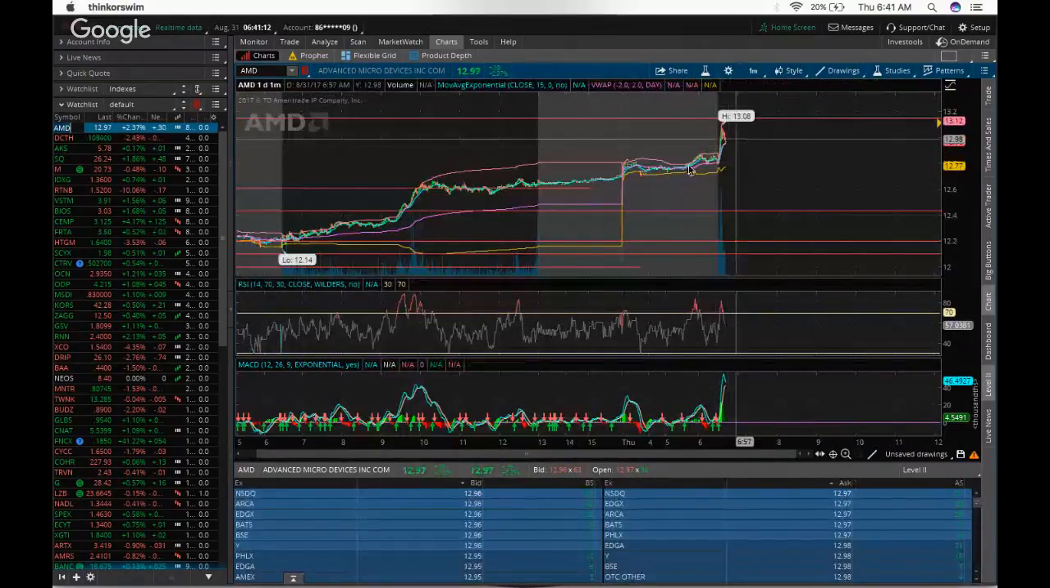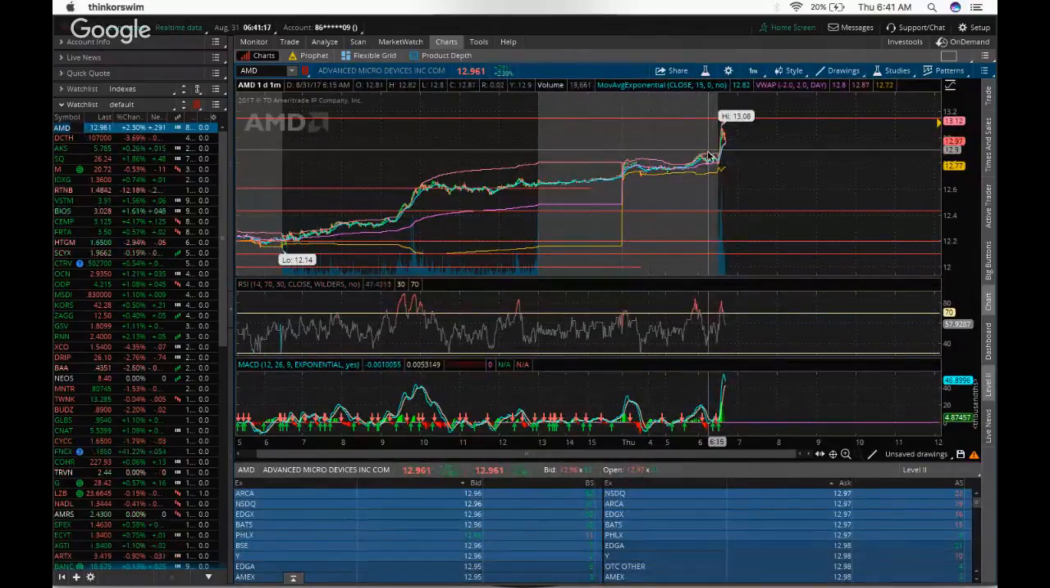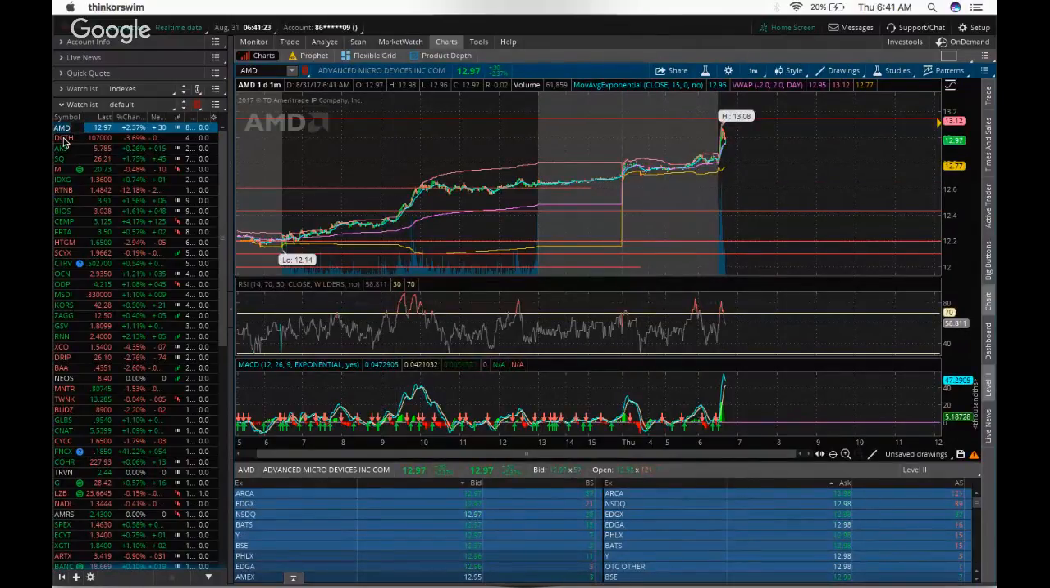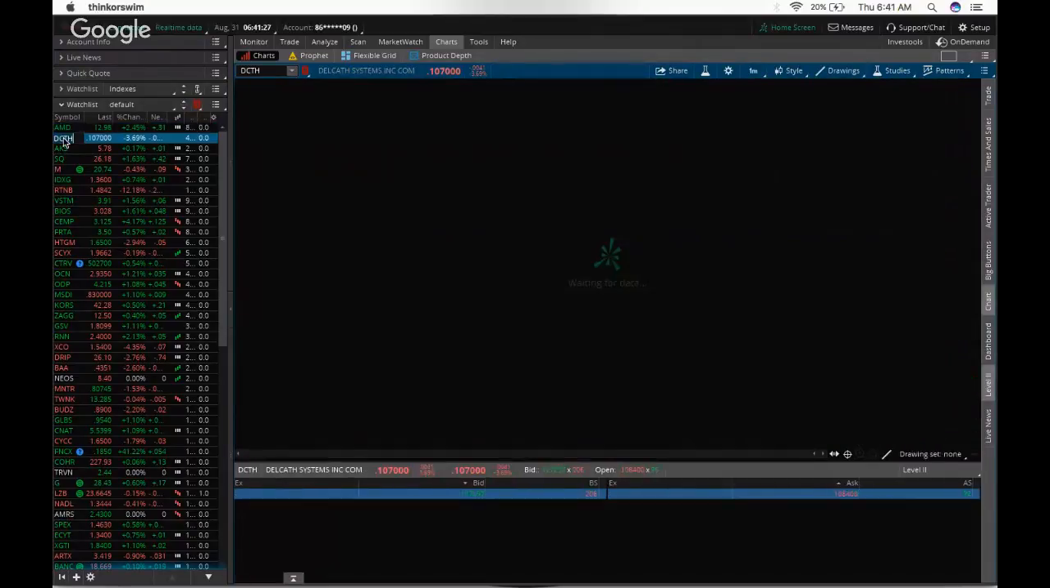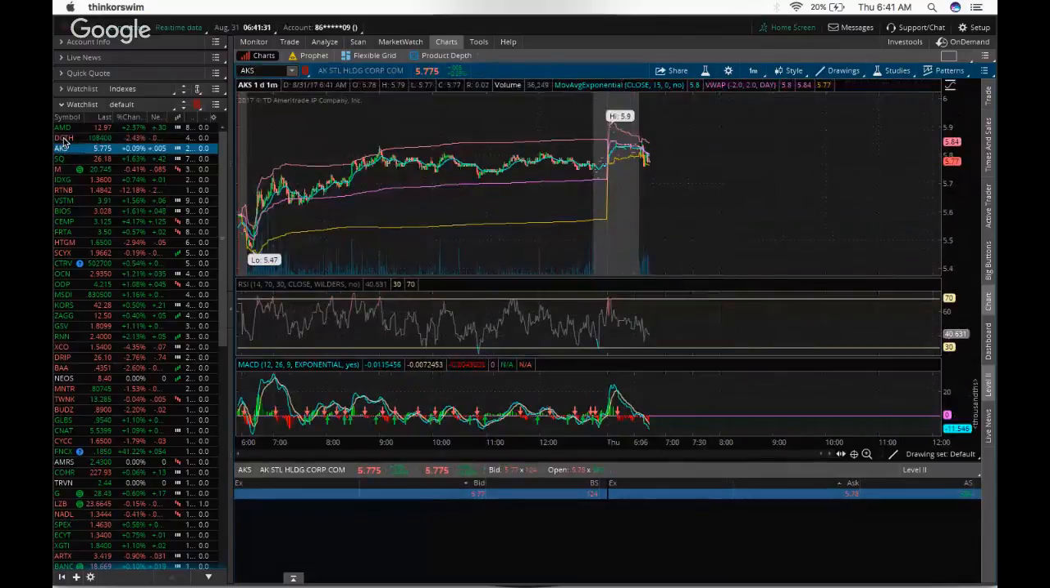So it looks like the resistance at 13 is pretty solid. Those that are trading AMD, it looks like it's somewhat struggling to hold above $13. So that might be a good indicator, just to potentially lock in profits or follow with a stop loss. DCTH still continues its downward trend, is now at 10 cents.